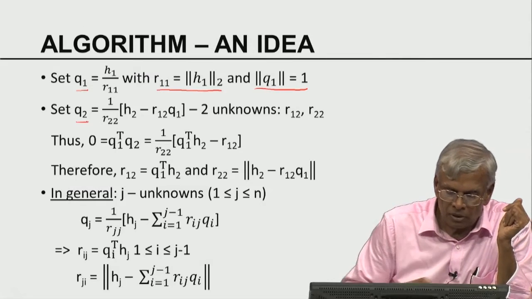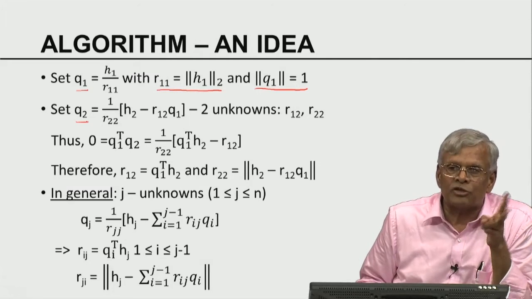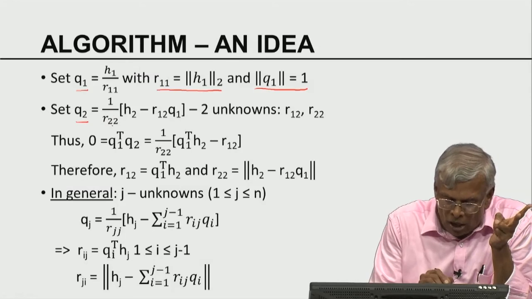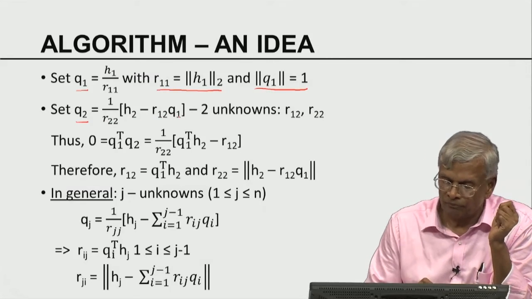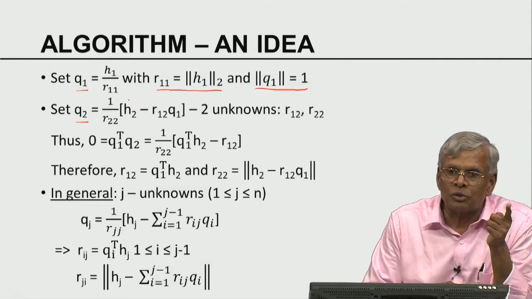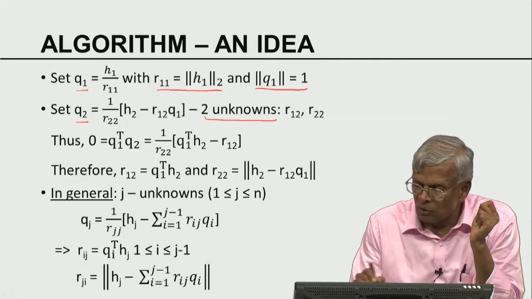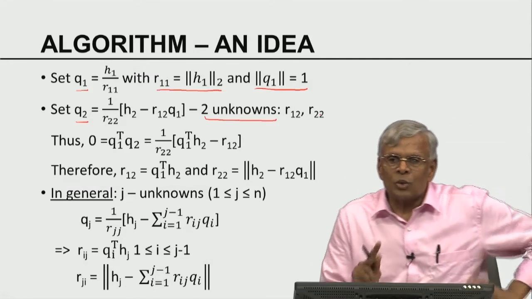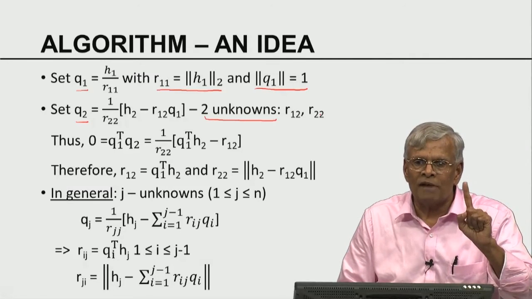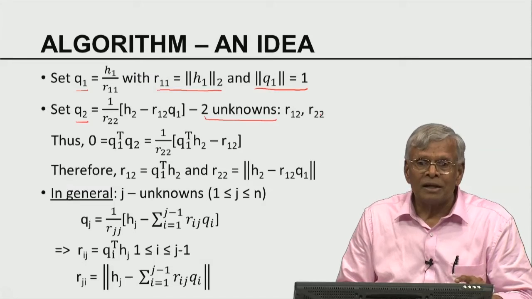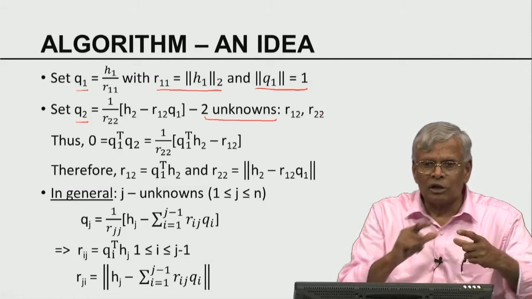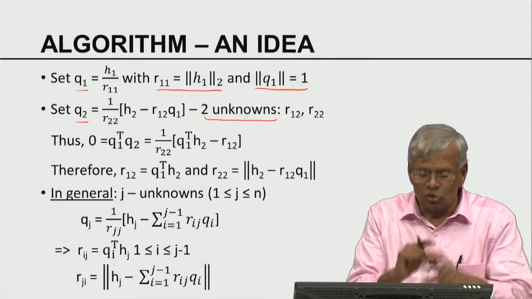Now I need to compute q2. I am going to compute q2 as a linear combination of h1 and h2. q1 already has information about h1. So I am going to express q2 as 1 over r22 times h2 minus r12 times q1. Please remember, q1 is known, h2 is known, r12 is not known, r22 is not known. So there are two unknowns, r12 and r22. How do I find these two unknowns? They are found by imposing two conditions. What is the first condition? q2 must be orthogonal to q1. That gives rise to the value of one of the unknowns. Then the second is obtained by forcing q2 to be of unit length. So the orthogonality condition and the normality condition are enforced by fixing two parameters.